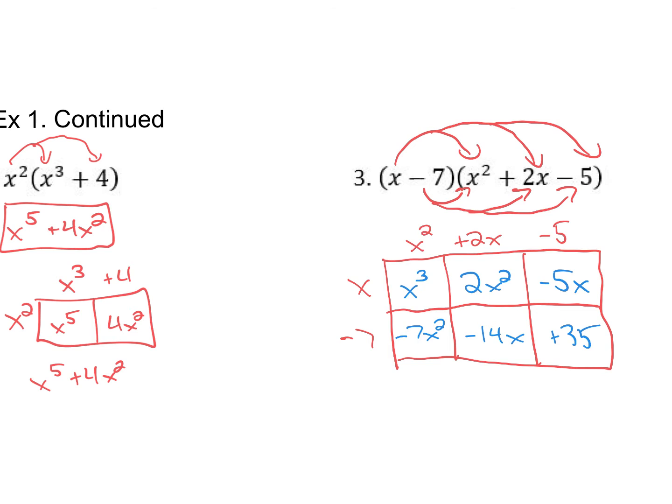And now what we have is our answer, and it's pretty much already set up along our diagonal. So first one would be x cubed. Negative 7 plus 2 is negative 5x squared. Negative 5 minus 14. And then lastly, plus 35.